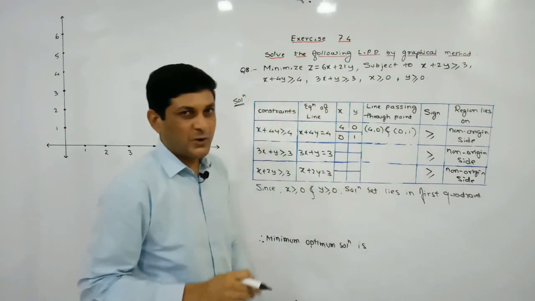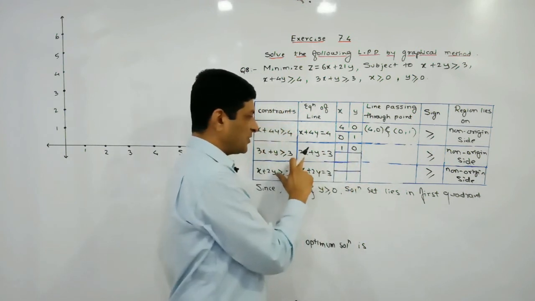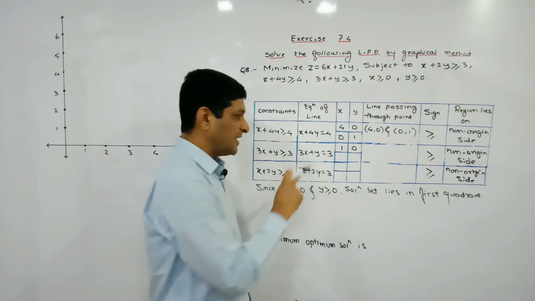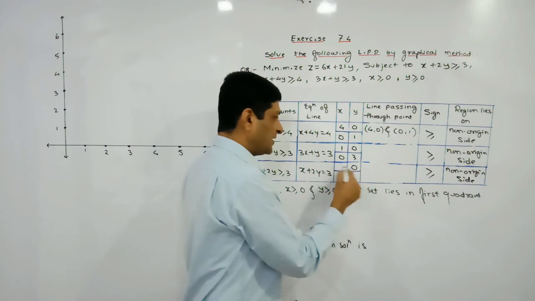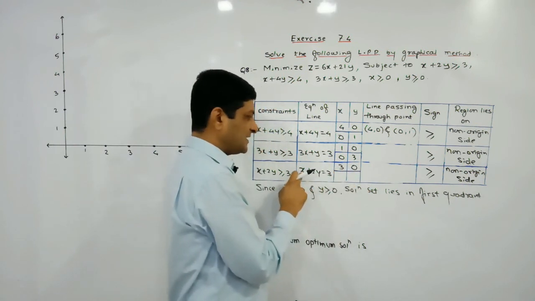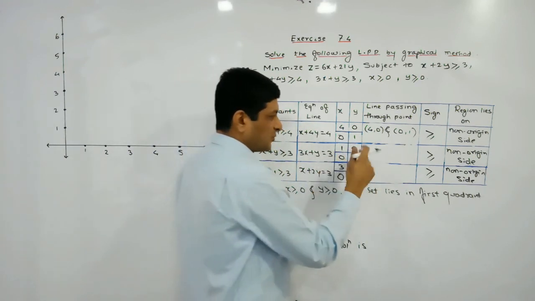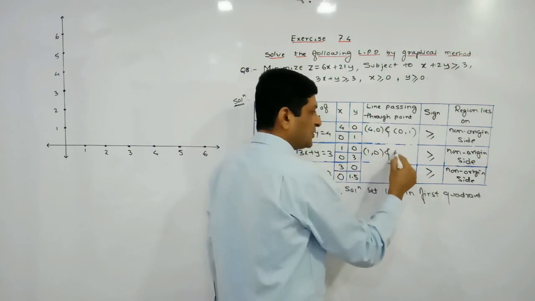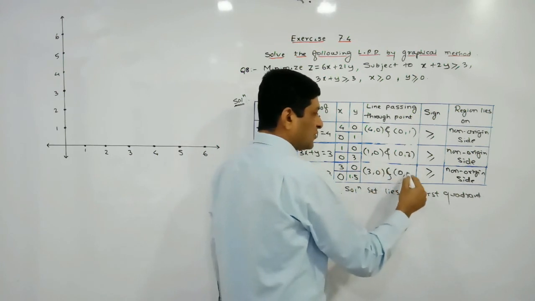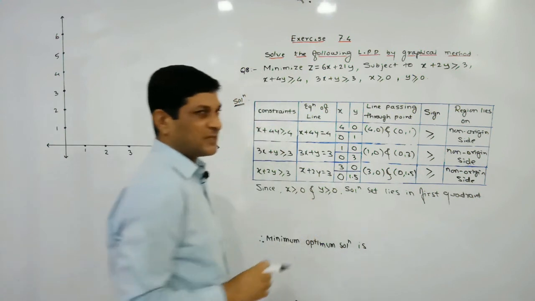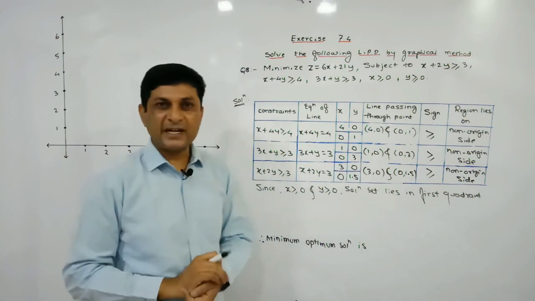Now let us find the coordinates of 2 points on the second line. Substitute y = 0, we will get x = 1, because 3x = 3 implies that x = 1. And if we substitute x = 0, y will be equal to 3. For the third line, if I substitute y = 0, x will be 3, and if we substitute x = 0, 2y = 3 means y = 1.5. So the points on the second line are (1, 0) and (0, 3), and on the third line (3, 0) and (0, 1.5). If you observe, for all the 3 constraints the sign is greater than or equal to, which means the solution set lies in the first quadrant.